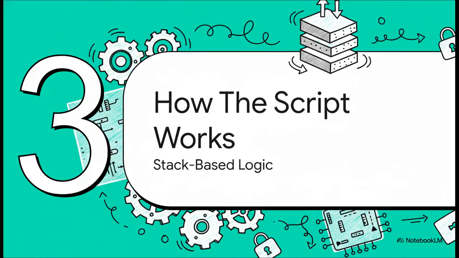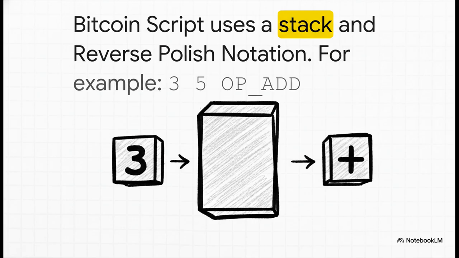So you might be wondering, how does a language that's so simple actually process instructions? Well, it uses this beautifully old school and super efficient method. It really all boils down to 2 key concepts: a stack, which is just a simple list where you add and remove items from the top, and something called reverse Polish notation. So instead of writing 3 plus 5, you'd write 3, 5, OP_ADD. The numbers come first, and then the action, the operation, comes last.